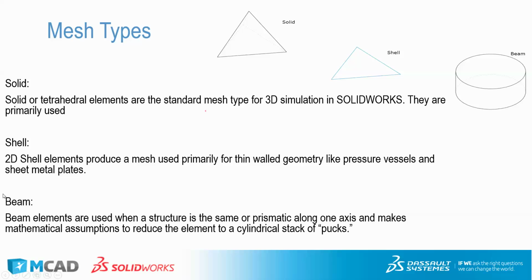And then a beam is kind of a special case of a shell, where because we know that, for example, an I-beam is prismatic, the same along one axis, we can represent it as a series of hockey pucks or Oreos and stack those up. As long as those pucks have the same area moments, then the result should be the same as far as a beam diagram is concerned.